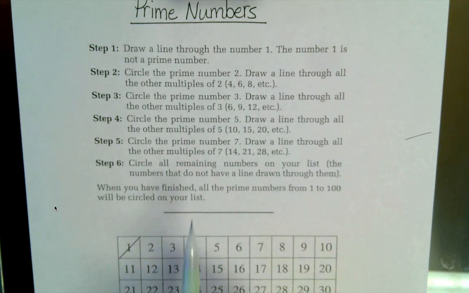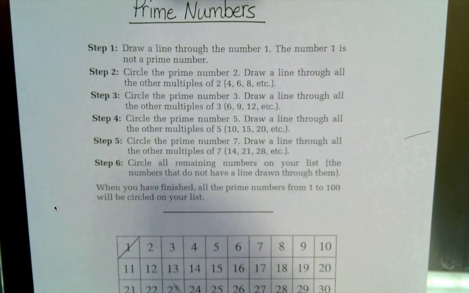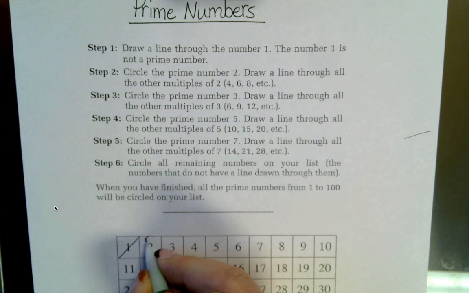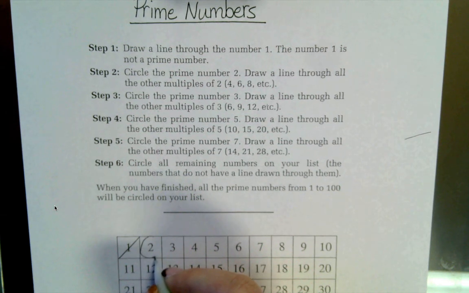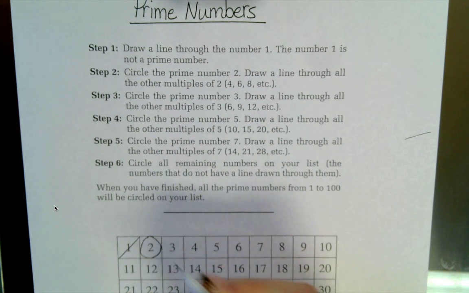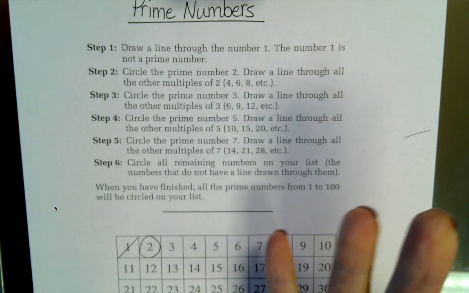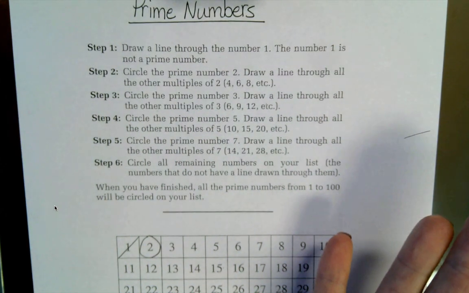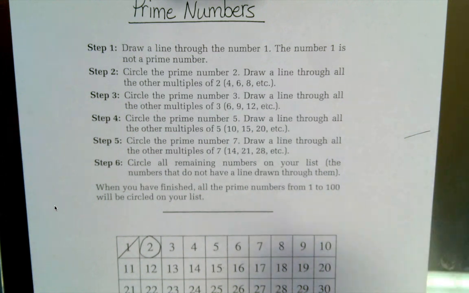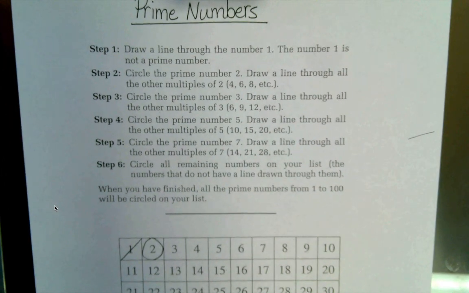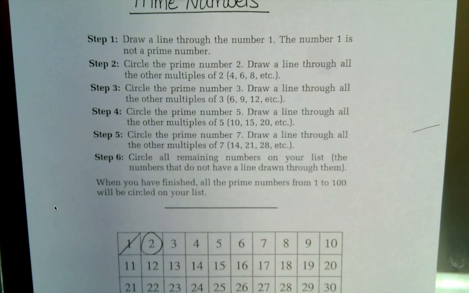Step 2 is to circle the prime number 2. Circle the prime number 2, okay? One thing that people forget sometimes is that, just because 2 is an even number, we always think every single prime number has to be odd. In this case, 2 is a prime number, and it's even, but it's prime because it has two factors, 1 and itself.